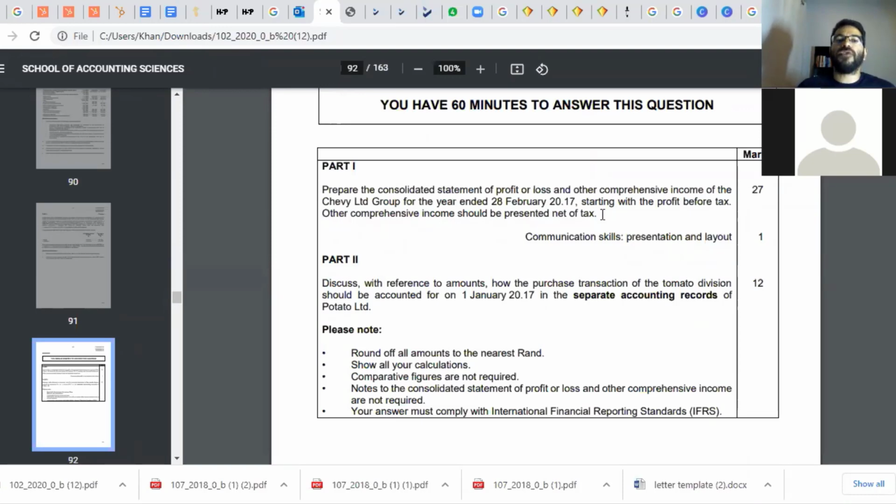So what's important to note, they ask you to prepare. They didn't ask you to calculate. Calculate means you can do it however you want to. Prepare means you have to do it how it actually needs to be done in terms of IFRS. Okay, so that is what we're going to do. We must prepare the profit or loss and other comprehensive income statement. So that is what I'm going to do with you guys now, and then I'm just going to share my Excel.